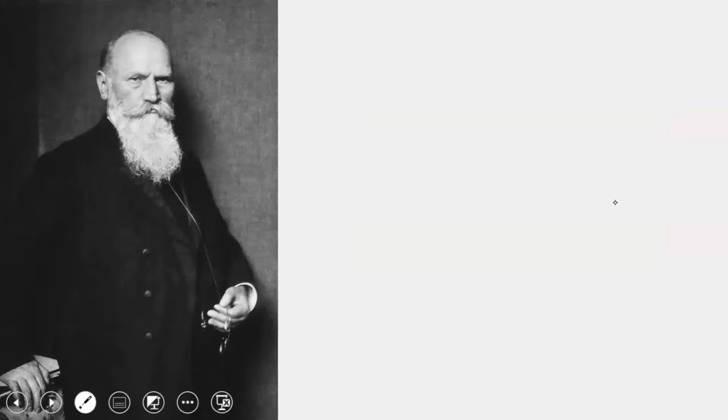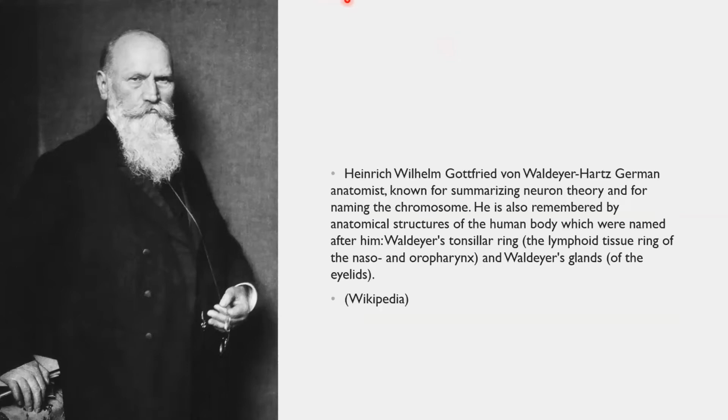Do any of you know who this is? It's fine. You are not expected to know him. He's a German anatomist known as Waldeyer. He has done many things like naming the neuron theory and the chromosomes. I inserted him here because he is the first person to describe the lymphoid tissue in the nasal and the oral pharynx. He described that they were arranged as a ring in the pharyngeal region. Okay, so now we will look at the Waldeyer's ring.